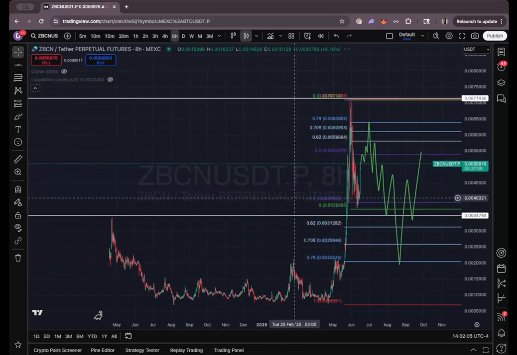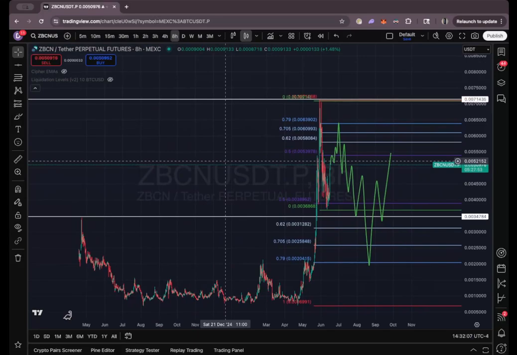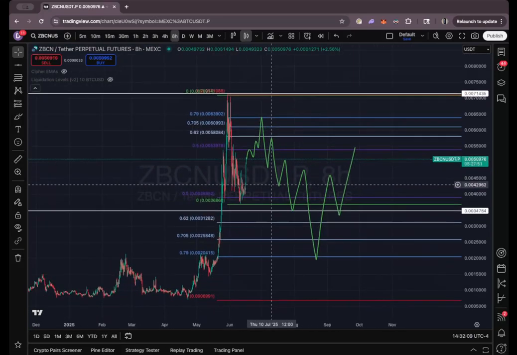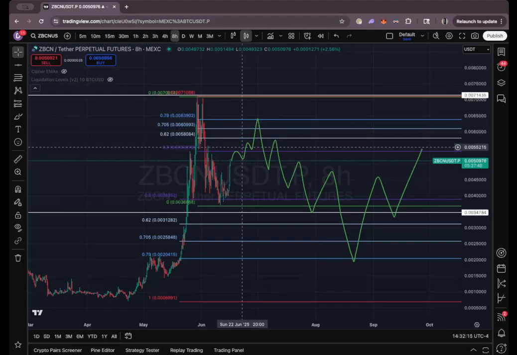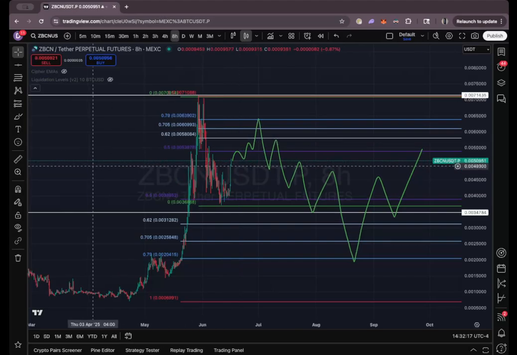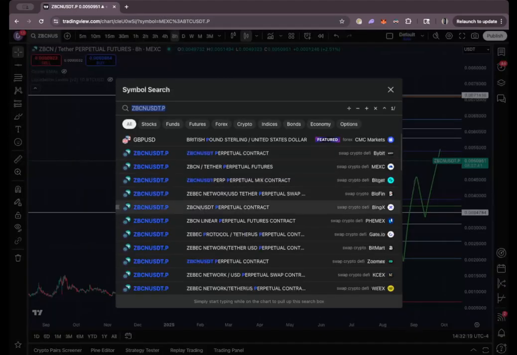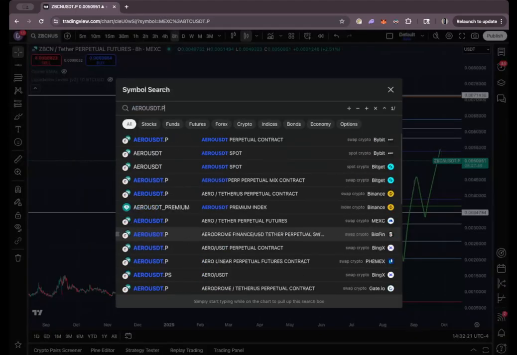So yeah, that's ZBCN. Been on a tear. I think it's going to continue on a tear a little bit, but it's going to run out of steam very soon. Just keep that in mind. Its structure is going to run out of steam here a little bit. Arrow, no problem.